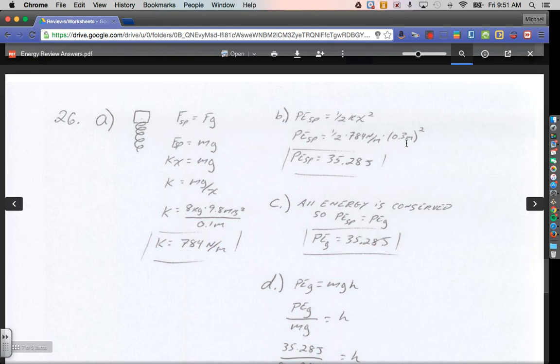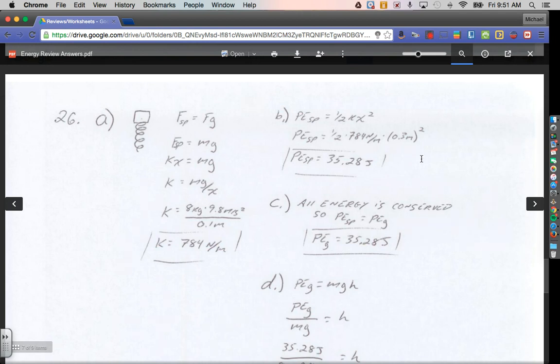The answer is no. It was in equilibrium at 10 centimeters squished, so there it had no potential energy because it wasn't going to make anything move. It was just sitting there very happily. When you squish it extra, that's when it had the ability to bounce back and throw the stone up into the air. That extra amount is what matters, and that's the 30 centimeters or 0.3 meters. Plugging that into our calculator, we get a spring potential energy of 35.28 joules.